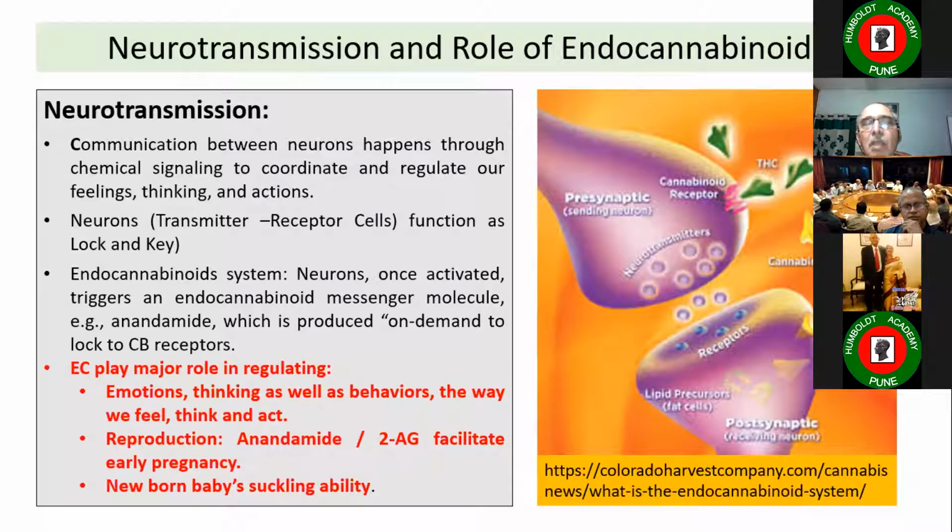2-arachidonyl glycerol was found in the mammalian ovarian system, placenta, and the reproductive system almost 100 times more than in the brain. That puzzled the scientists. It was really puzzling. What does it mean? Then a lot of research went into this, and they realized that anandamide and 2-arachidonyl glycerol facilitate early pregnancy. Without them, the pregnancy will not happen.